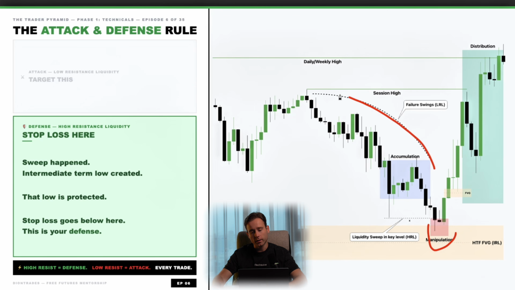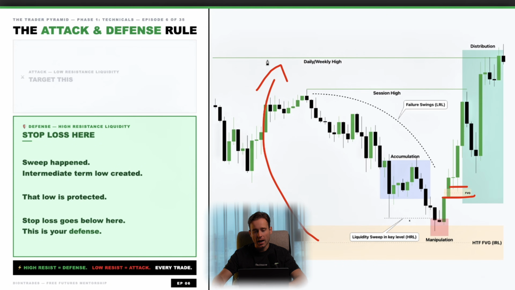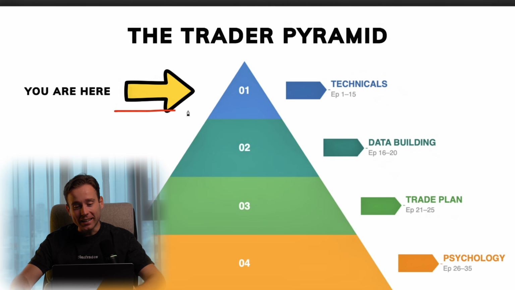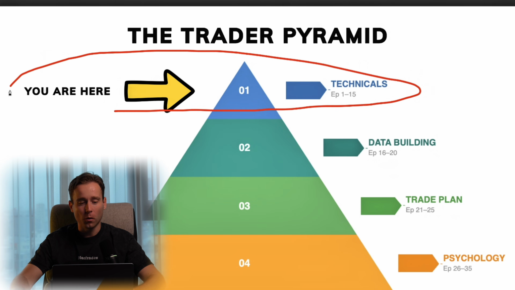We're gonna target low resistance liquidity. We make a structure shift with a fair value gap. There's order blocks, there's breakers. We go from internal to external range liquidity, to session highs and daily and weekly highs. And there's where all the liquidity concepts come together. And now you build the liquidity layer inside the technicals layer of the trader pyramid.